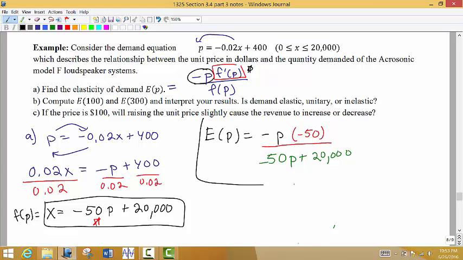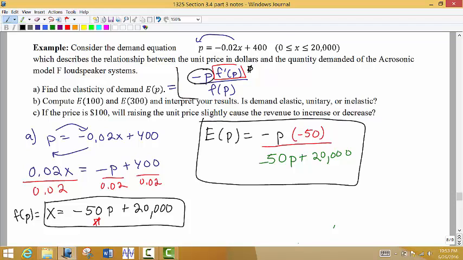Okay, so our first step was to form that demand function of elasticity. So elasticity of demand function E of P is equal to negative P. That's always going to be negative P. I'm not going to do anything with that. I'm just going to copy it down. Find the derivative of our function, put that next, and then divide by the original function. All right, so there's our elasticity of demand function E of P.